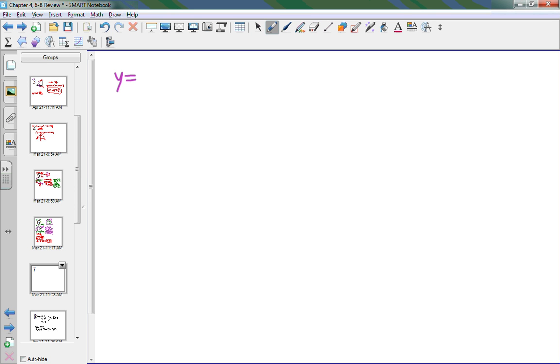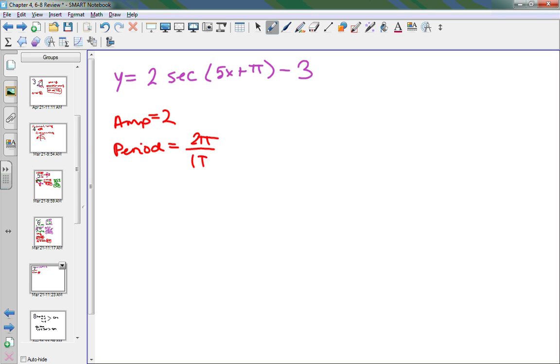If I have y is equal to 2 times the secant of 5x plus pi, minus 3. Totally just pulled this out of thin air. Now, what does this tell me first of all? What's my amp? Amp is 2. What is my period? 2 pi over 5. 2 pi divided by the absolute value of b. What is b here? 5.